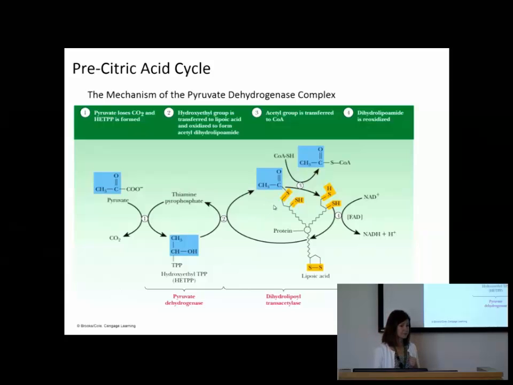Yes. We have 3-carbon pyruvate. In the first step, we're losing carbon dioxide, and the group is going on to TPP as an alcohol. The 2-carbon group, the 2-carbon alcohol. In the next step, we're moving this 2-carbon alcohol group to lipoic acid. But at the same time, an oxidation happens. We're going to oxidize this alcohol to a carbonyl.